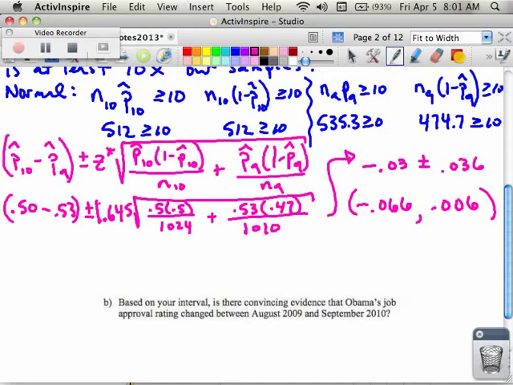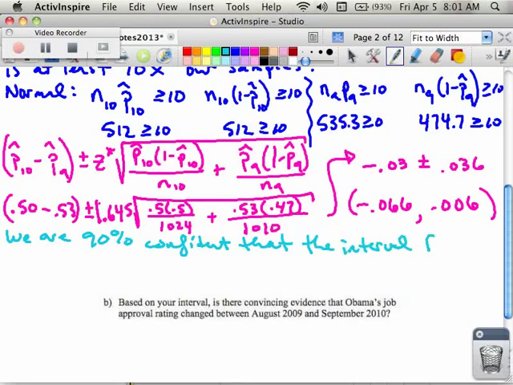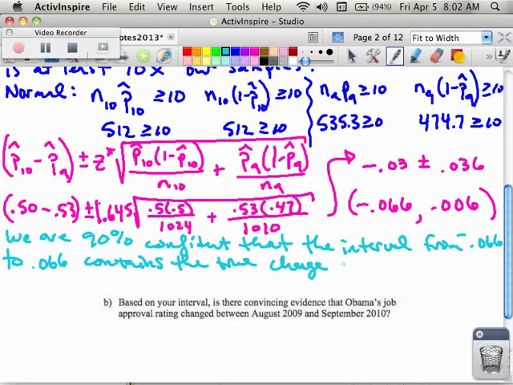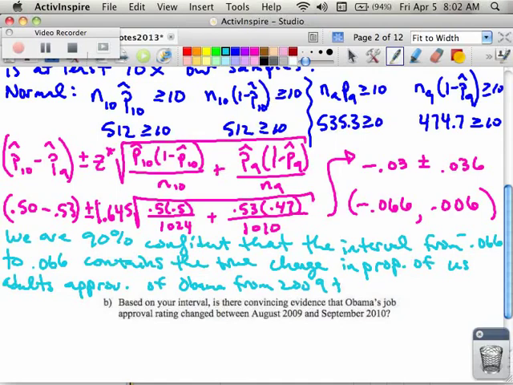In our last part, we do the conclusion. And in our conclusion, we're going to say something like, we are 90% confident that the interval from negative 0.066 to 0.006 contains the true change in proportions of U.S. adults' approval of Obama from 2009 to 2010.